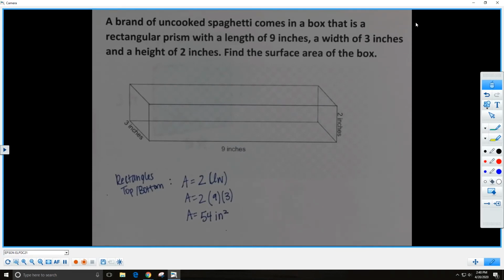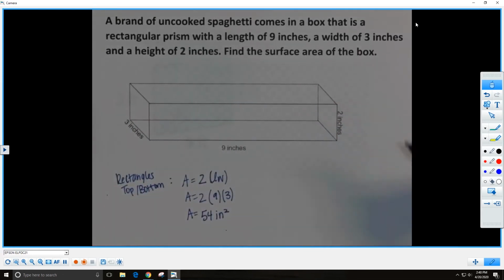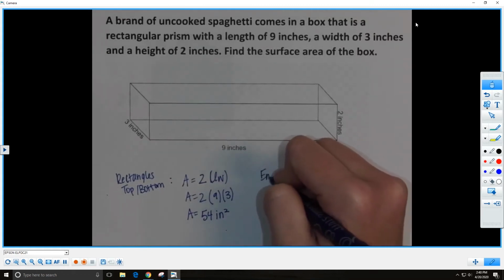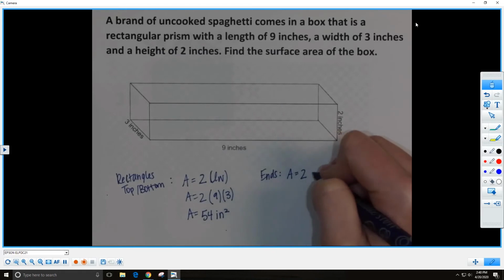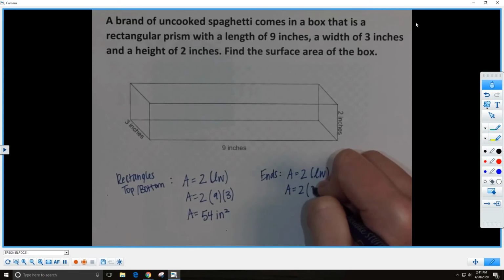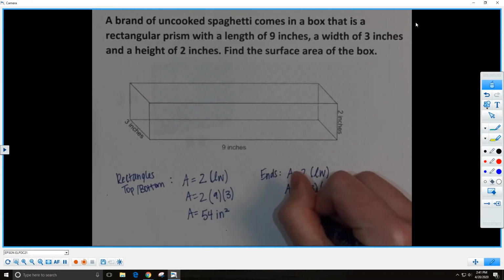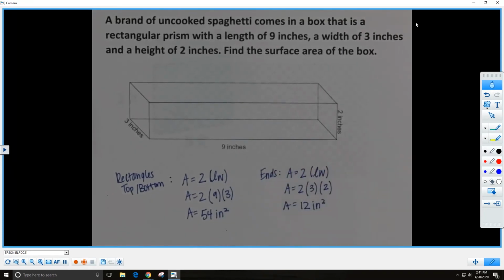Now we need the areas of the ends of the box. Notice that those dimensions are 3 by 2, and there are 2 of those as well. So when we look at the ends, again, we're doing 2 times the length times the width because there are 2 of them. So a length of 3 and a width of 2, vice versa. Okay, and so multiplying those together, 3 times 2 gives me 6 times 2, which is 12. So the ends of the rectangular prism have an area of 12 square inches. Okay, and then what is left?